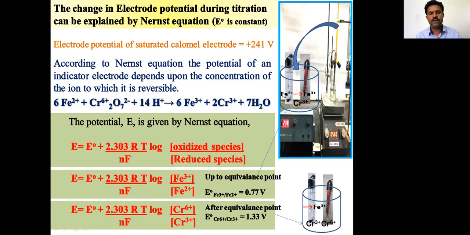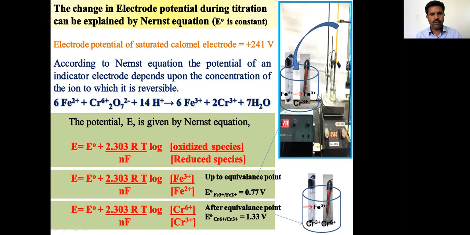That means the same species in two different oxidation states. So here ferrous is available, ferric is also available. Such a condition is required to provide a change in electrode potential. So let us see the reaction that occurred during the titration. I already explained it in the previous slide.